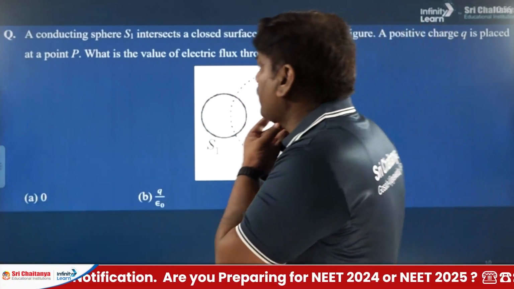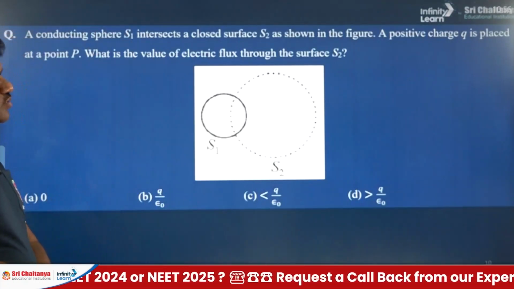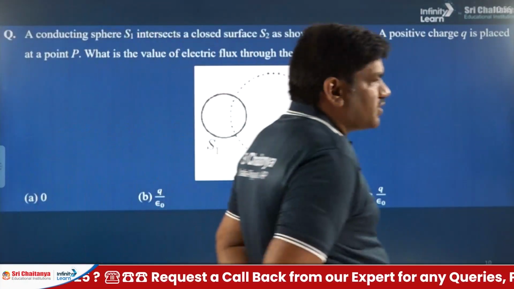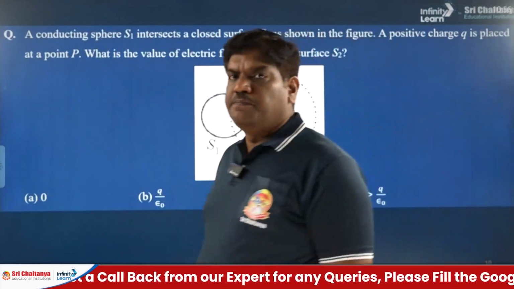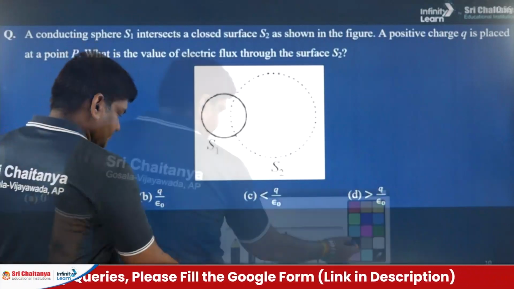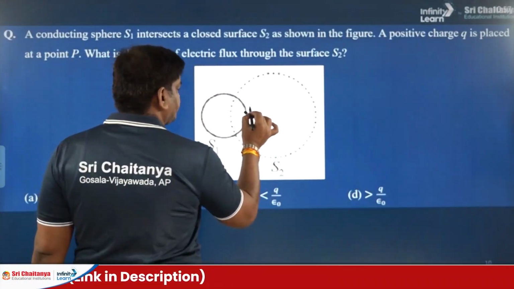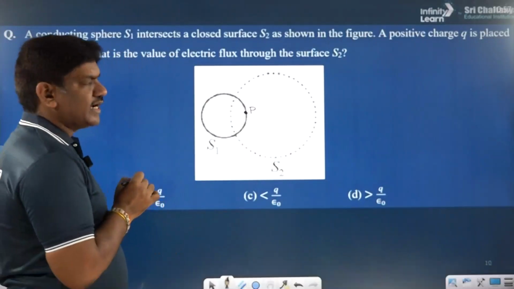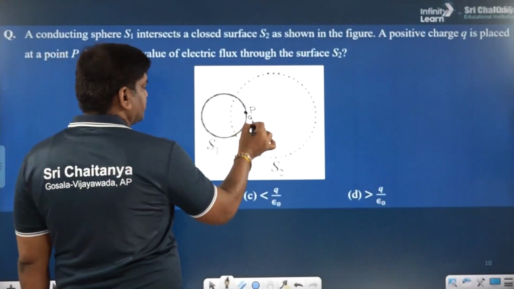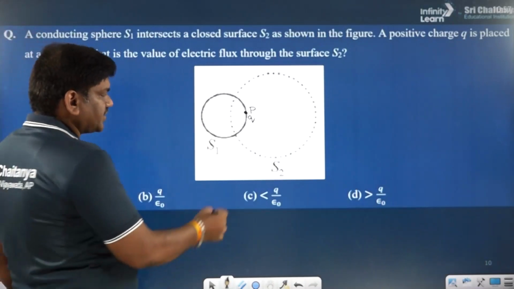They are saying a conducting sphere S1 intersects a closed surface S2 as shown in the figure. A positive charge Q is placed at a point P. Okay, I will just clarify this question first because they have not mentioned what the point P is. Let us say this is the point P, and at this point P they have placed some charge Q. And now they are asking what will be the flux which is passing through the surface S2.